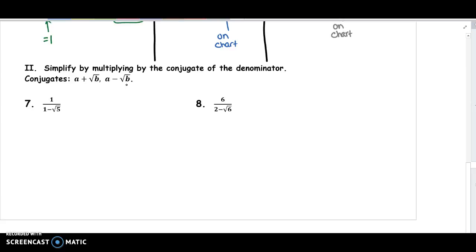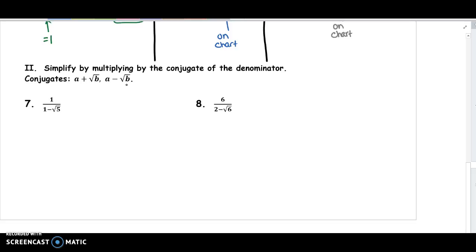But because it's 1 minus the square root of 5, we can't just multiply by the square root of 5 and make that go away, because we'd have to distribute it to the 1, and then we'd be stuck with another square root in the bottom. So the trick is to multiply by the conjugate.